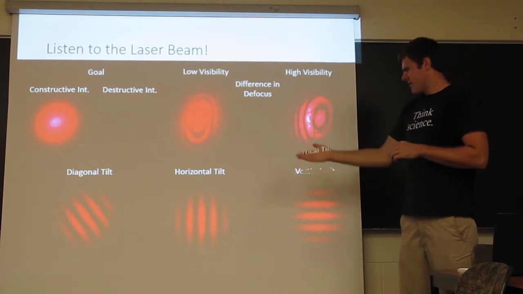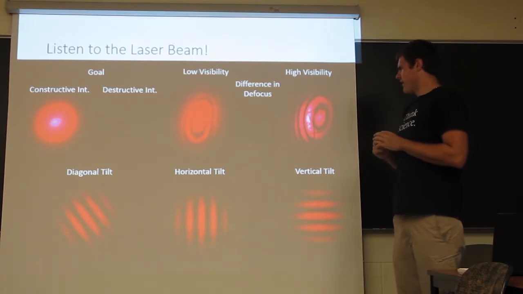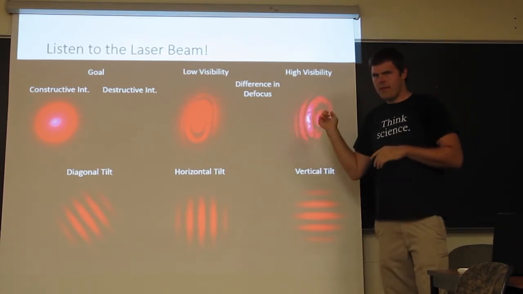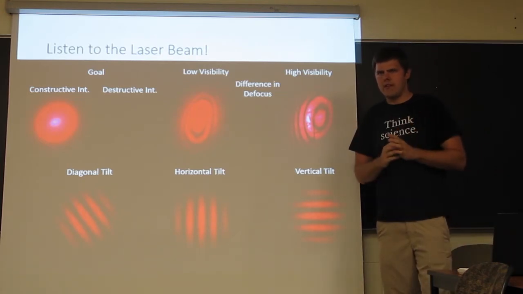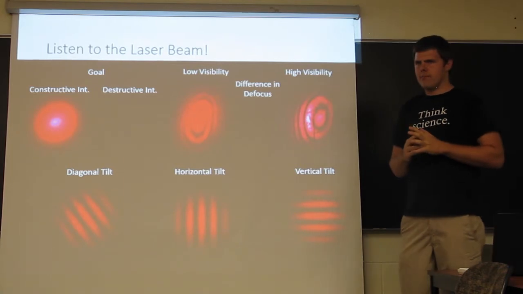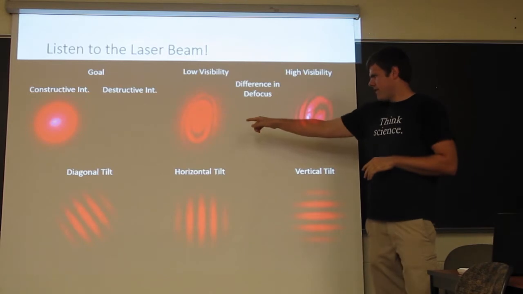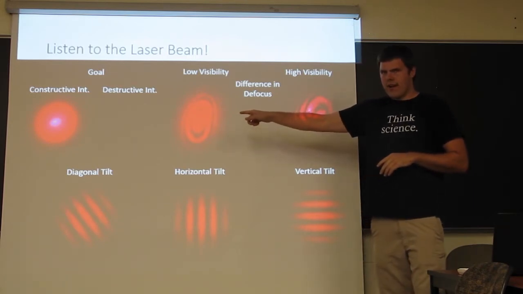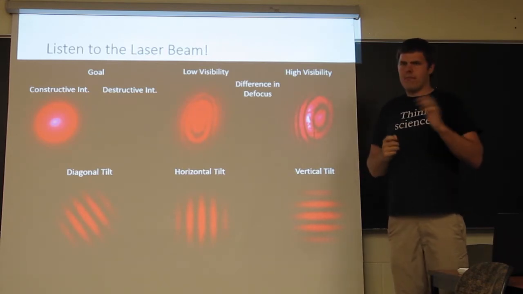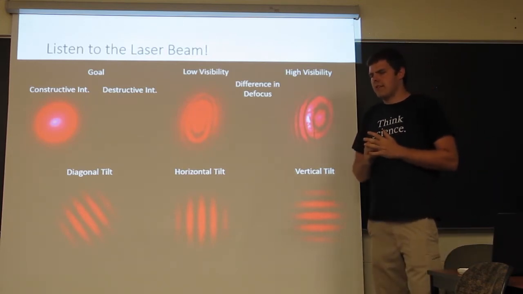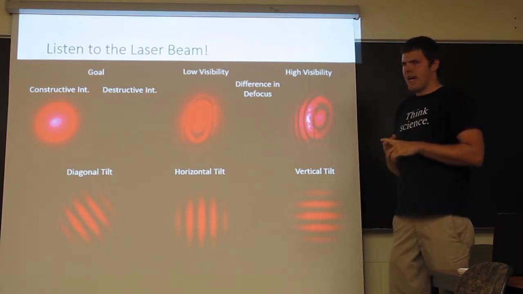There are a couple of signs that can tell you where your alignment is off. First off, if you see rings in your laser beam, that means that the two beams have a different amount of defocus, so one is diverging or converging more than the other. And also, if the contrast between the fringes is not very high, that means that your visibility is low. As we discussed earlier, that could be due to many things. Most often, it's either due to the polarization of the two paths not being the same, or the path lengths not being the same.